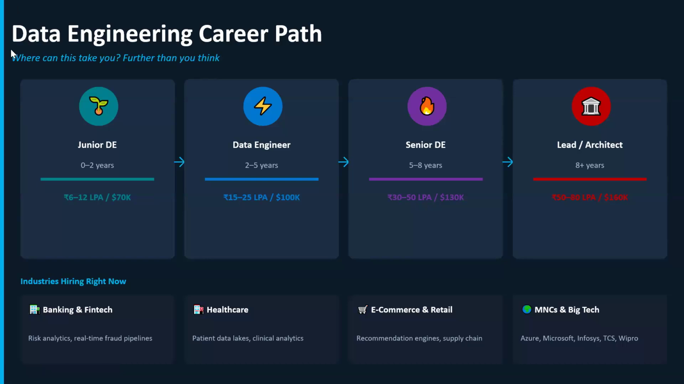Does anyone have any questions? I expect a good number of questions. Yeah, hi, Venkatesh this side. Yeah, hello Venkatesh, please tell me.